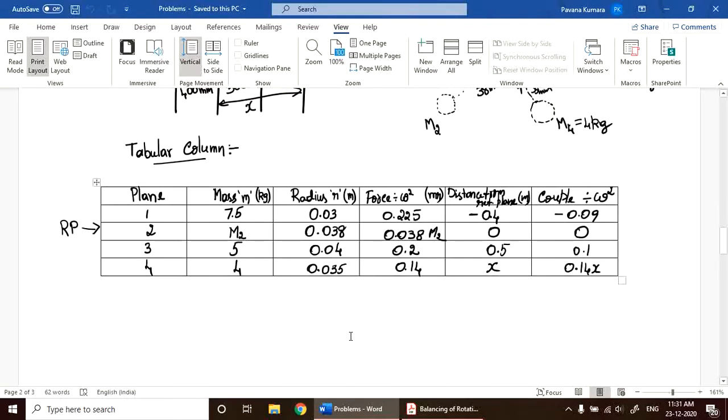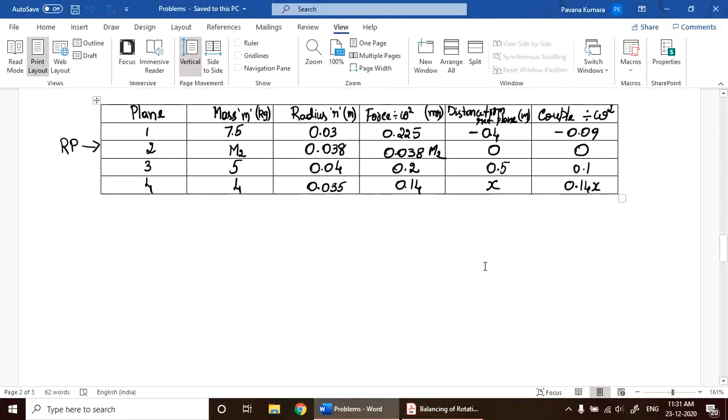So for that we drew the tabular column, with the representation of planes 1, 2, 3, 4 in the first column, then mass, radius, force, distance from the reference plane, where we took the second plane as the reference plane, and finally the couple divided by omega square, that is the multiplication of these two columns. We finished till here. So next step, continuing this problem, now we have to draw the polygons to calculate these unknowns. See here, the force column has an unknown and the couple column has an unknown. So these two things we need to calculate first.